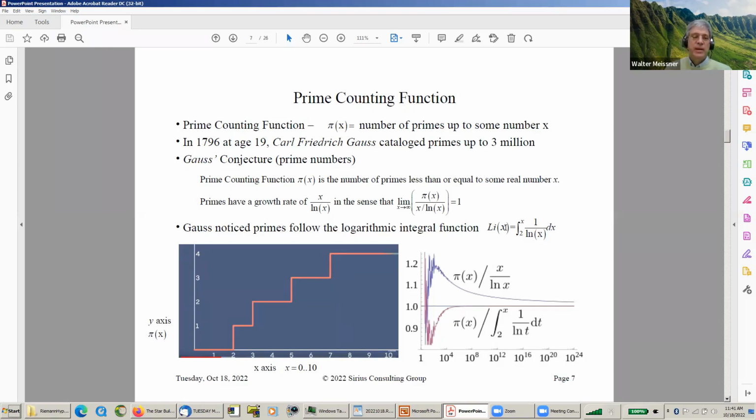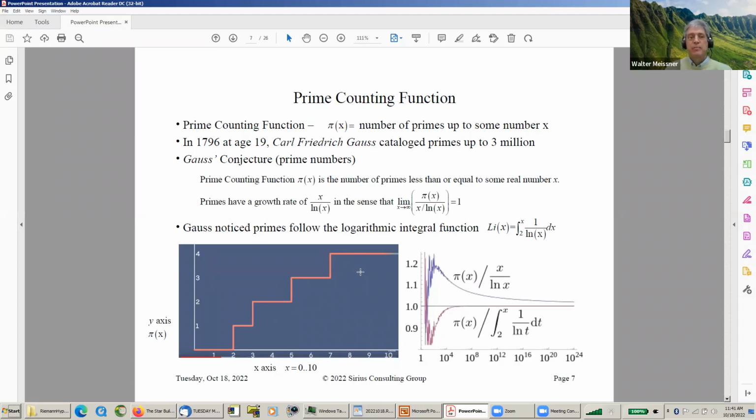Now, the way the prime counting function works is, you start off at 0. 0 is not a prime. 1 is not a prime. You go to 2. 2 is a prime. You jump up 1 unit, so that's your first prime. You go to 3. 3 is a prime. You jump up to 2, so now you have 2 primes. You go to 4. 4 is not a prime. 5 is a prime, so you go up to 3.